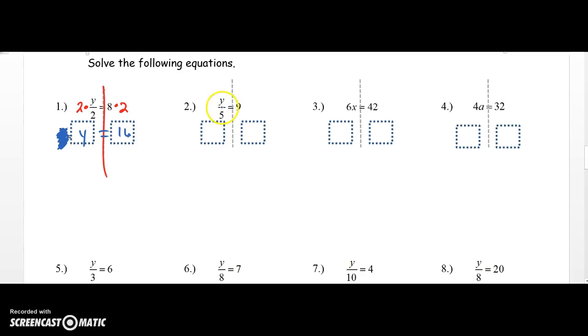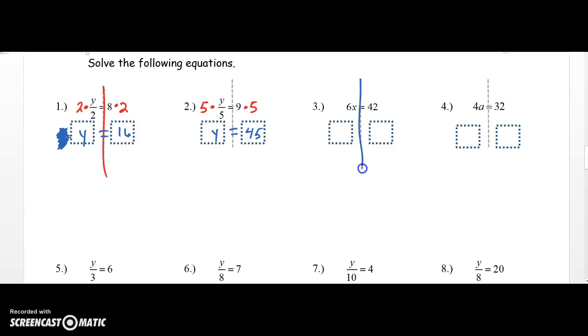Over here, number 2, y divided by 5. Obviously, you can say it in your head. We are saying divide, so the opposite to get y by itself would be to multiply 5 on both sides. So we have 5 divided by 5 is 1, y equals 9 times 5, which is 45. So our answer is y equals 45.